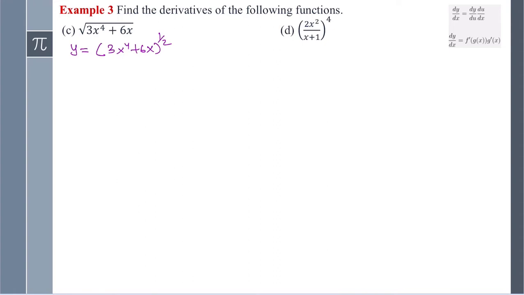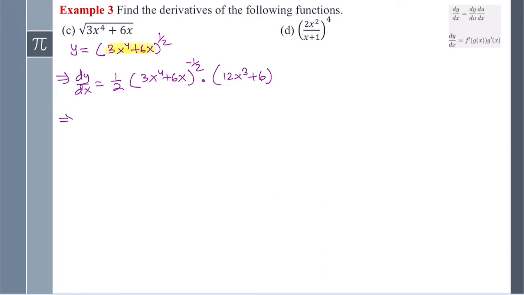Now again, the same thing. The inside function is this function right here. The outside function is a quantity raised to 1/2. So this gives us dy over dx equals 1/2. We bring that exponent down, 1/2 times whatever you have inside. We don't change the inside function, but the exponent becomes negative 1/2, because 1/2 minus 1. Then times the derivative of the inside function, which is 3x to the fourth plus 6x, so it's 12x cubed plus 6.